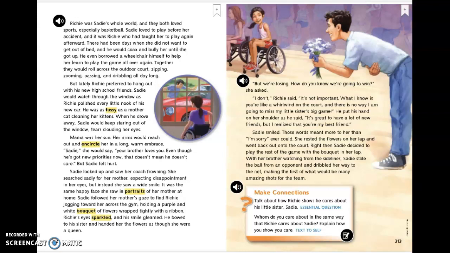But lately, Richie preferred to hang out with his new high school friends. Sadie would watch through the window as Richie polished every little nook of his new car. He was as fussy as a mother cat cleaning her kittens. When he drove away, Sadie would keep staring out of the window, tears clouding her eyes.